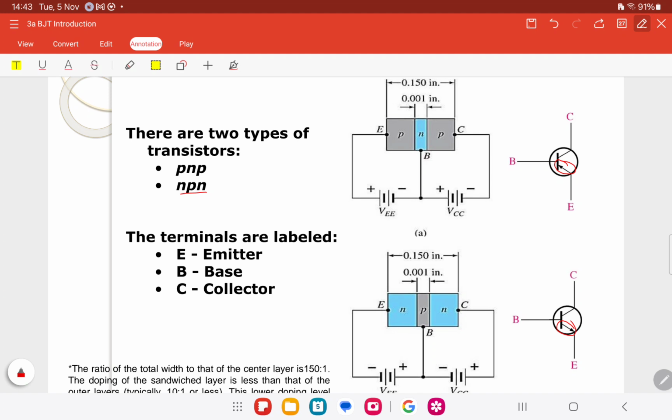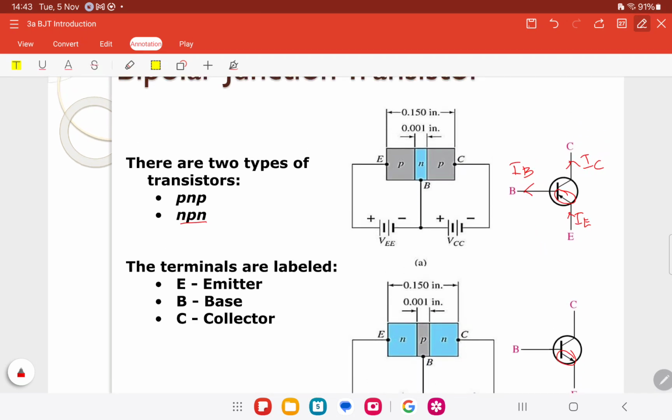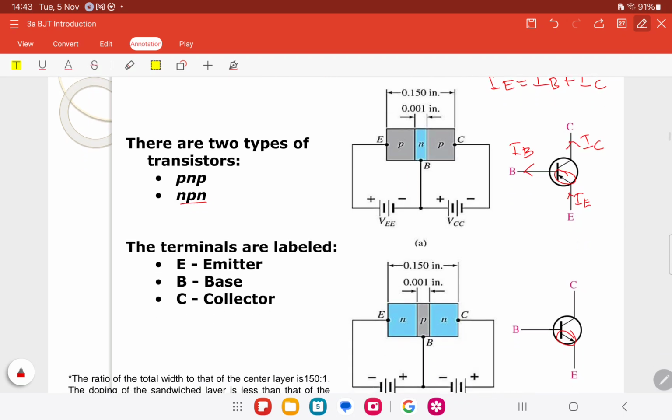Arrow dia. Okay, for PNP, dekat setiap terminal tu dia mesti ada V dan juga I. Ada voltage, ada current. Okay, for I, ini IE. Sebab masuk, so dia akan naik lah. Okay, IB, yang masuk mesti sama dengan yang keluar. So this is IC. So because of masuk sama dengan keluar, that one is Kirchhoff current law. Okay, so IE equals IB plus IC. Okay, that one is for PNP.